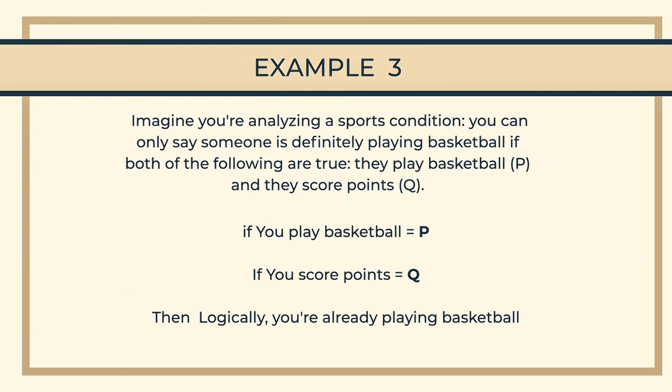Example 3. If P and Q are true, then P is true. I've got a situation here. Imagine you're analyzing a sports condition. You can only say someone is definitely playing basketball if both of the following are true. They play basketball, P, and they score points, Q. If you play basketball, then it is P. If you score points, then it is Q. Then logically, you're already playing basketball.